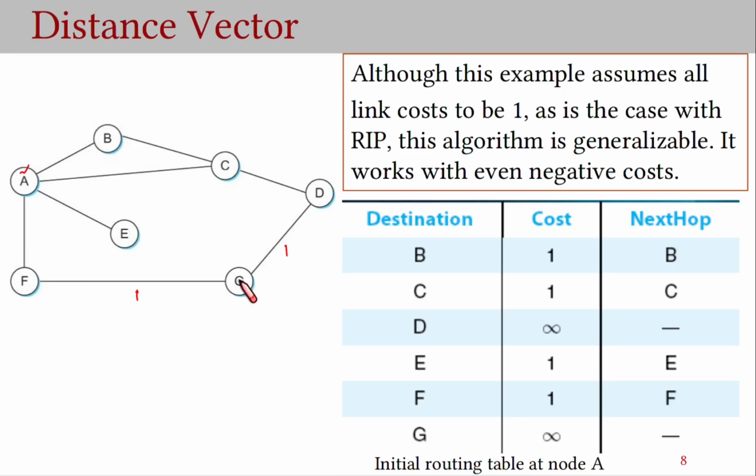And then D and G are not directly connected to A, and so it does not know the cost to reach each of these two nodes yet, and so it's going to put infinity here. And then we also have this next hop, which says which node to go to in order to reach the destination. Since in the beginning all of these nodes to which the cost is known are directly connected, we have identical entries in destination as well as next hop. So to reach B we simply send it to B, to reach C we send to C, and so on. But again, for D and G it's not known because they are not directly connected.